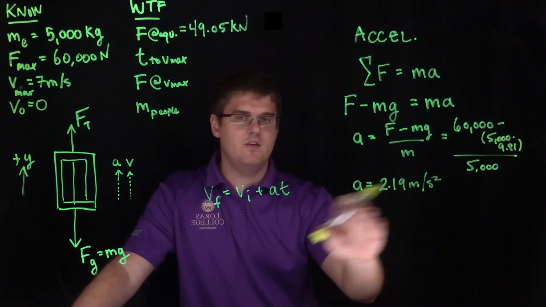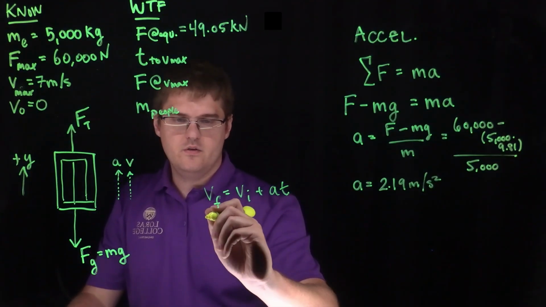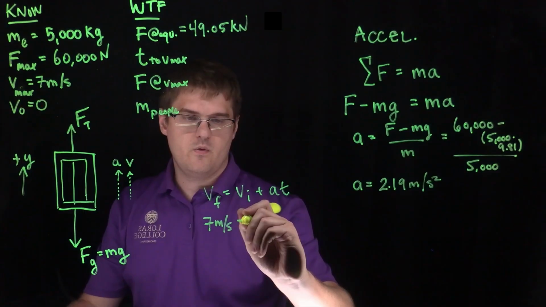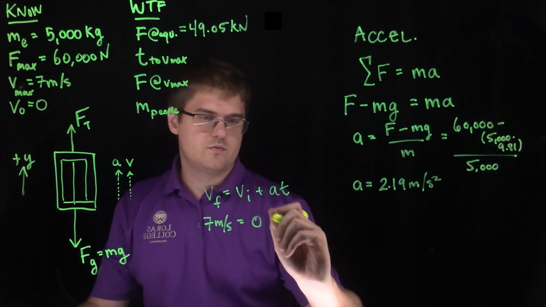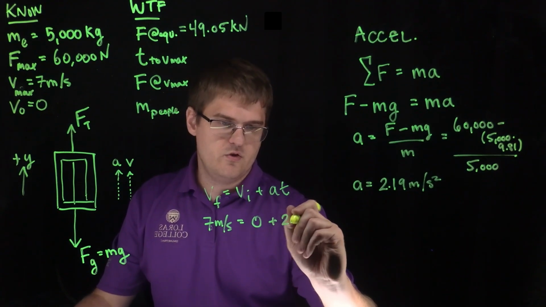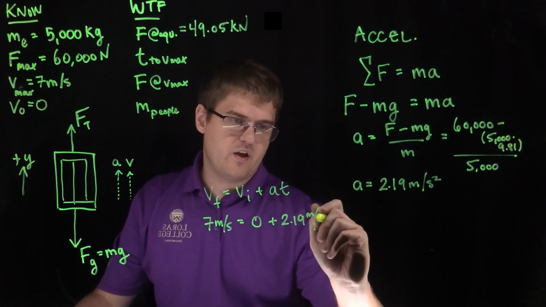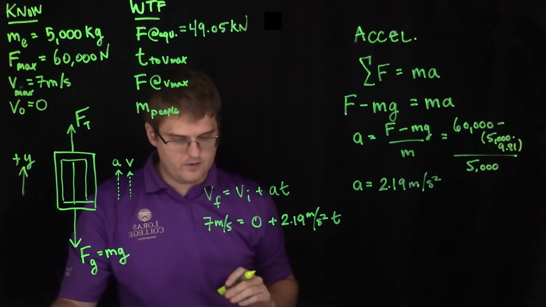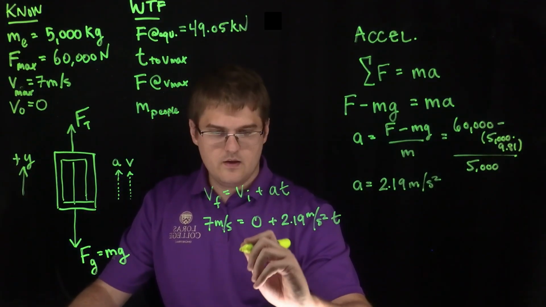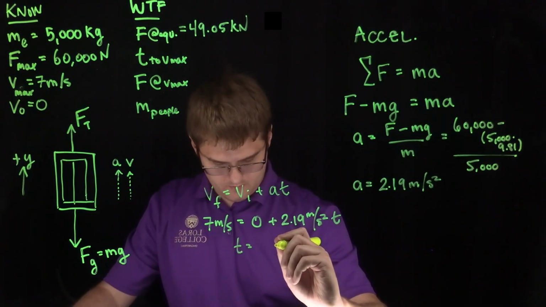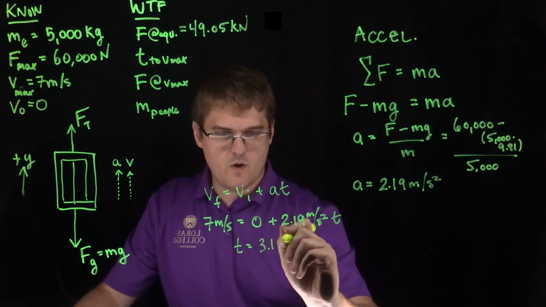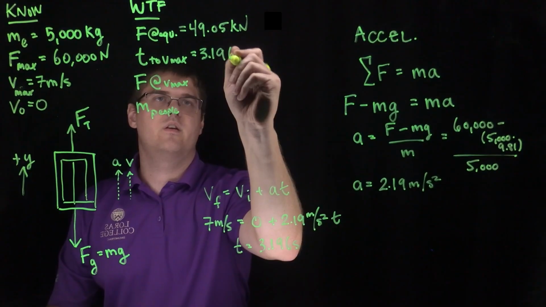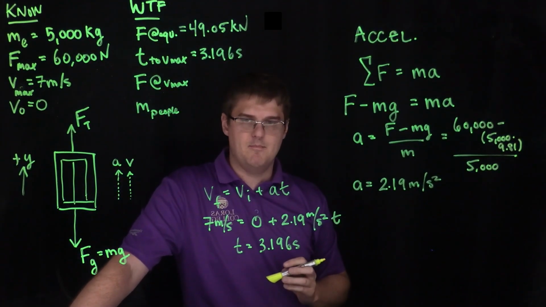And now that we have the acceleration, our velocity final, we know, is 7 meters per second. Our velocity initial, we know, is 0 meters per second. Our acceleration is 2.19 meters per second squared. And we want a time. I divide my 7 by 2.19, and I get the time in order to get this to the maximum height, which is 3.196 seconds. I've got my time.